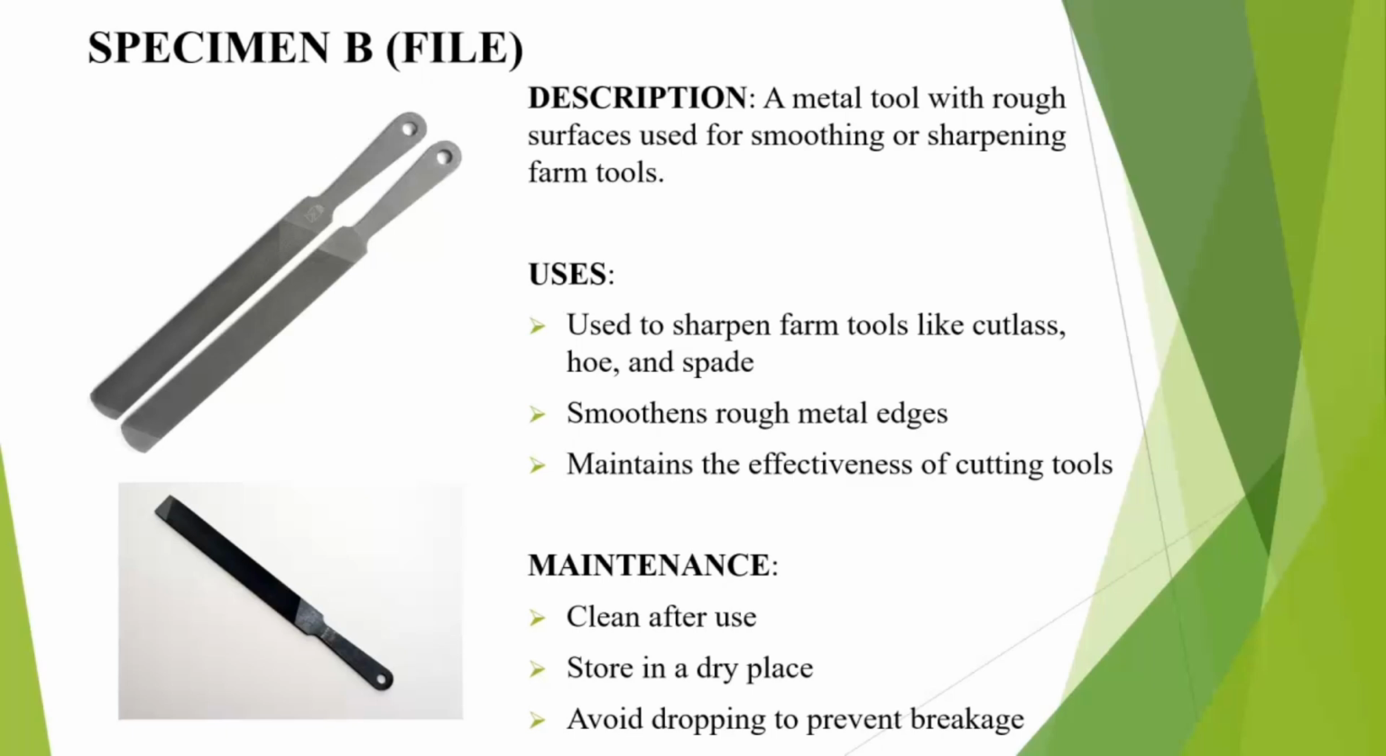They could ask you to tell them the uses. For the uses, it will be used to sharpen farm tools, majorly cutlass, hoe and spade. Also, if there are rough edges, we can use it to smoothen the rough edges, and also it is used to maintain the effectiveness of a cutting tool. So if there's a cutting tool, for example, a cutlass you have been using for like 7 years, at a point you find out that it's blunt, and if it is blunt you can't use it properly. So to make it effective, we can use a file.